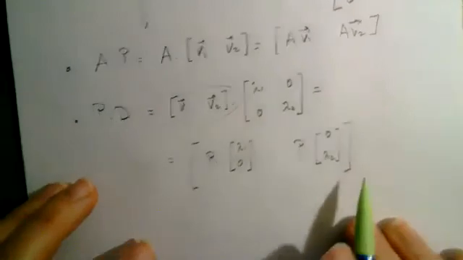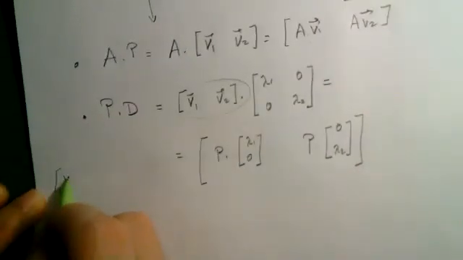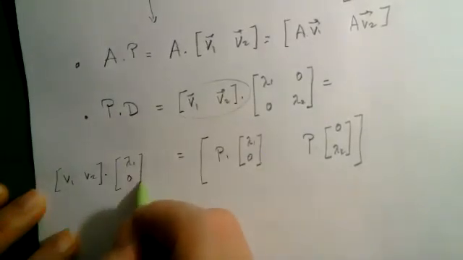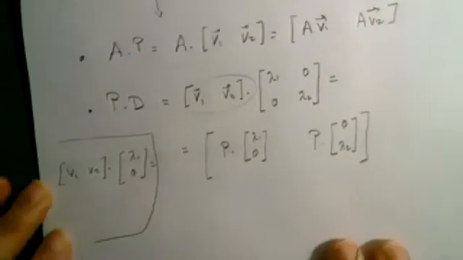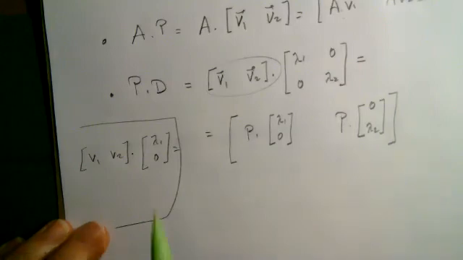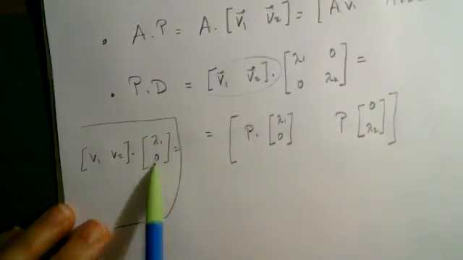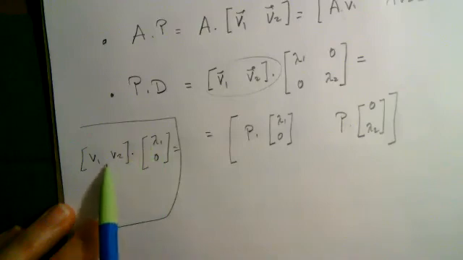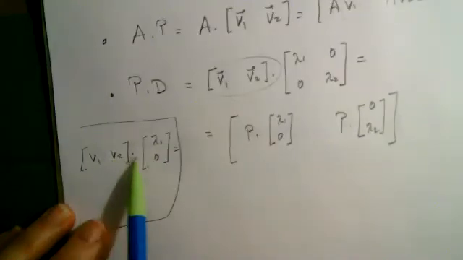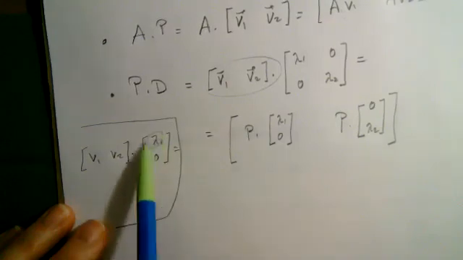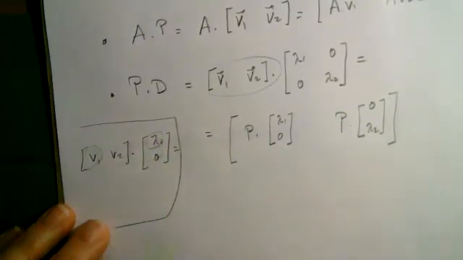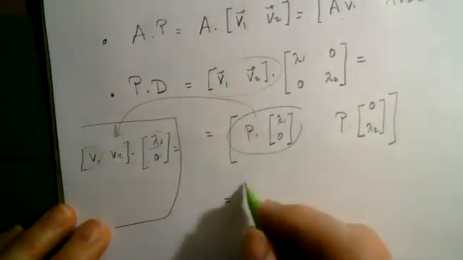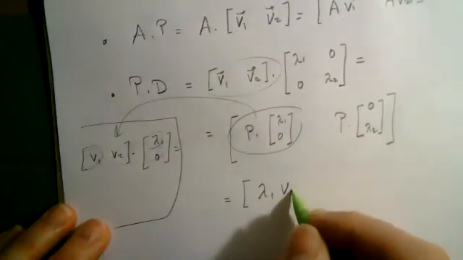Now what's P times lambda 1, 0? Let's do it on the side. P is V1, V2. When I multiply it by lambda 1, 0, what should I get? Can anybody figure that out? I know it's a little bit hard. V1, V2 times lambda 1, 0 should give me what? Remember, the product of a matrix times a vector is the linear combination of the columns of A. So this will give me lambda 1 V1 plus 0 V2. So this one is right there because P is V1, V2. So this would be lambda 1 V1.